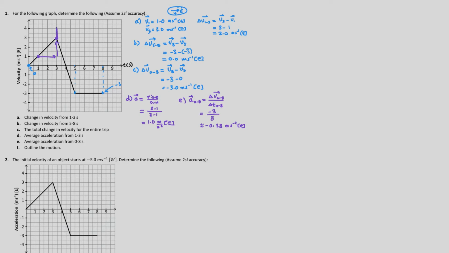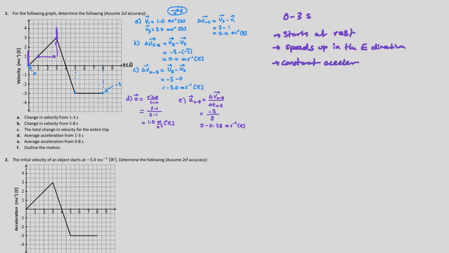So we have the first region from here to here, and in this region we have 0 to 3 seconds. It starts at rest. I'm saying that because it has a 0 velocity, and then it speeds up in the east direction. We know that because initially speed is 0 and at the end speed is 3. We can see that the acceleration isn't changing. This is a straight line, so this is constant acceleration. Is there any other information that I know? Not really. You can say that the final speed is 3 meters per second, but you don't really need to include that. And that's it.